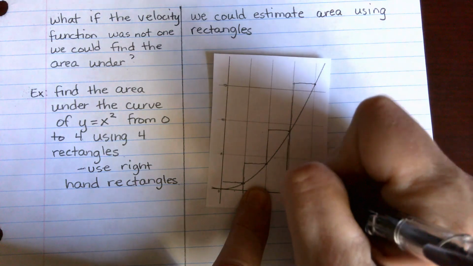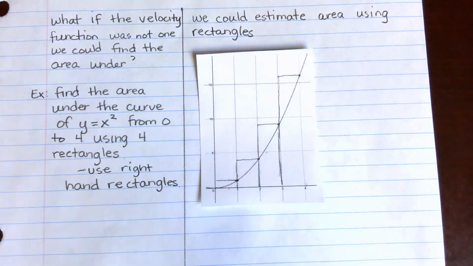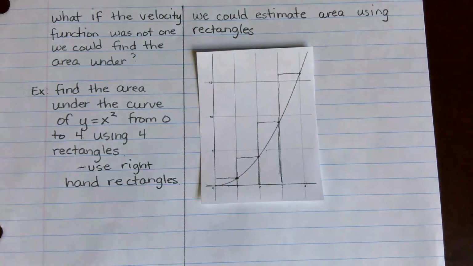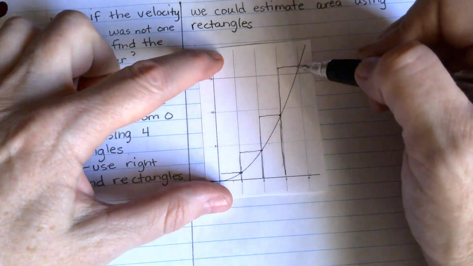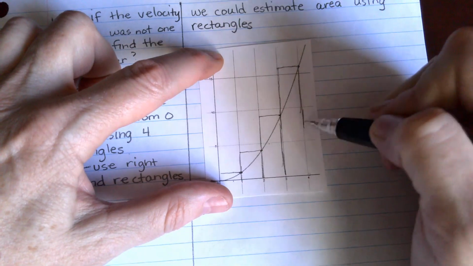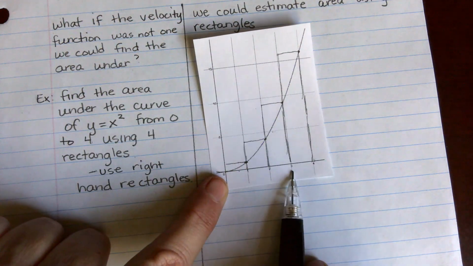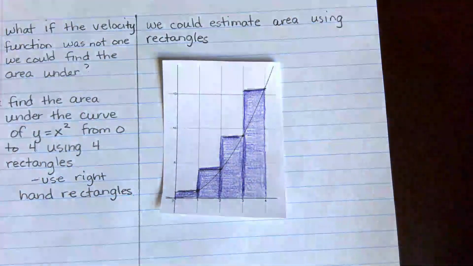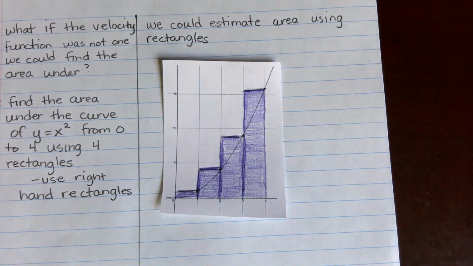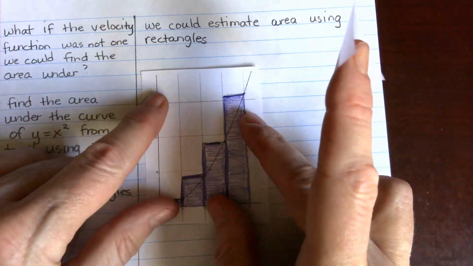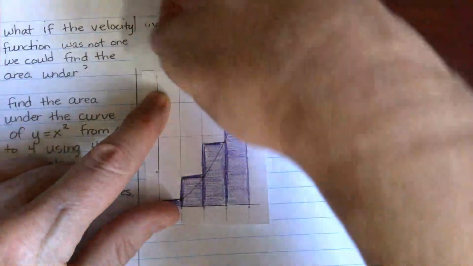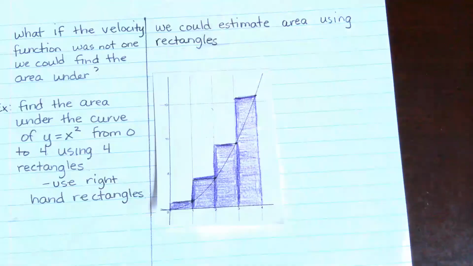Now I want you to make sure that you draw in these rectangles, don't just draw the tops of them. So here are my 4 rectangles, and it was nice and easy because the width of each of those happens to be 1. I have a magically colored one here of what that looks like. On the next video, we'll finish this up.